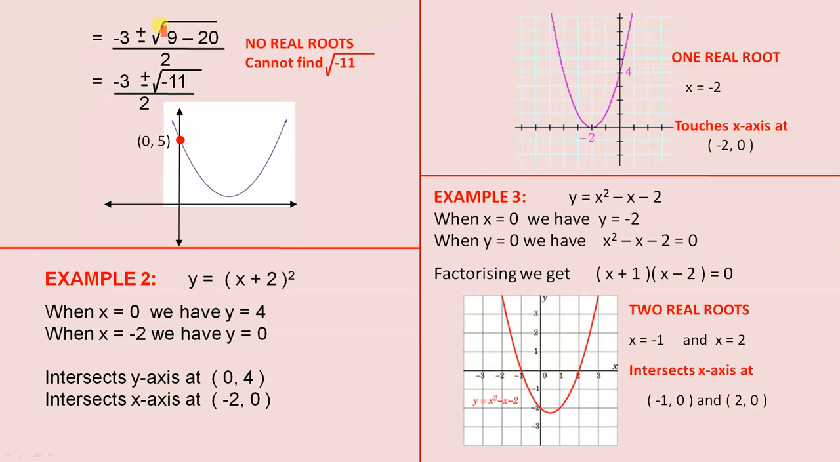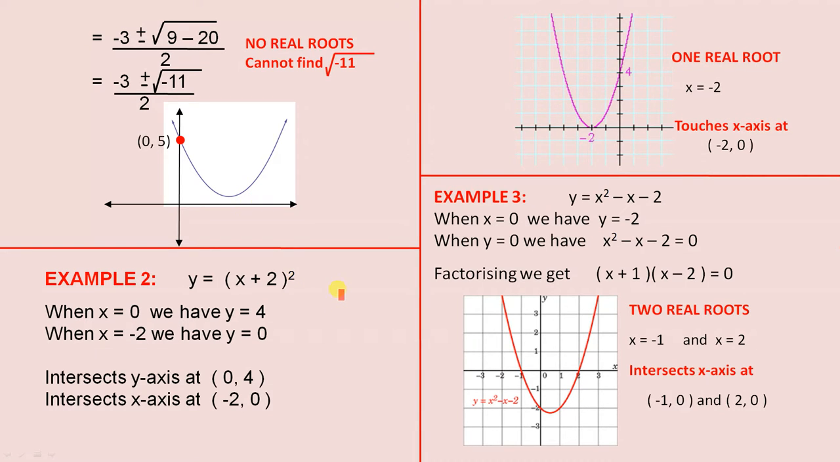As we substitute the numbers in, and we do our simplification, we see that x equals minus 3 plus or minus the square root of minus 11 over 2. This parabola has no real roots because we cannot find the square root of minus 11. See here the square root of minus 11? We cannot find that answer in the real number system. Yes, the parabola intersects the y-axis at 0, 5, but it does not touch the x-axis.